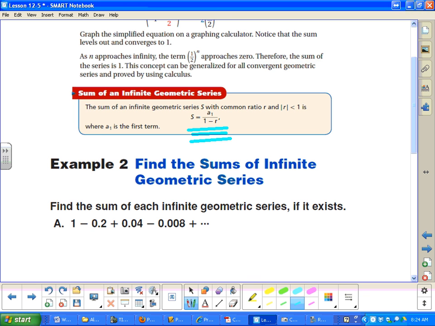If we have an infinite geometric series, the sum is found by taking a sub 1, our starting number, our first term, and dividing it by 1 minus r. So it's a pretty simple formula. All I need to know is two things: the starting value, the first term, and the value of r.